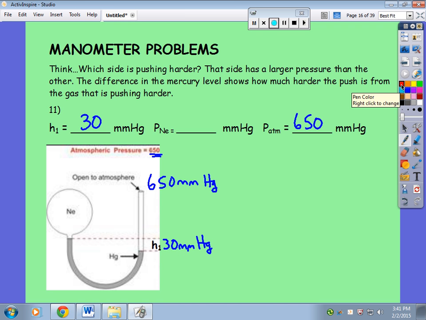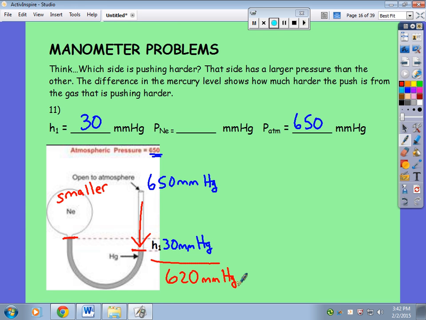So what do you see? I see that levels of mercury are not the same. As a matter of fact, I see that this side is lower than this side. That means that the atmospheric pressure is pushing harder. That means that the inside is smaller than the atmospheric pressure. And so therefore I take 650 and I subtract 30 from it, and I get 620 millimeters of mercury for the inside, which makes sense because the atmospheric pressure is pushing harder. Do you see how it actually is pushing on this level, making it go down further than this level by 30 millimeters of mercury? So the answer for the pressure of neon is 620 millimeters of mercury. That's what's inside.